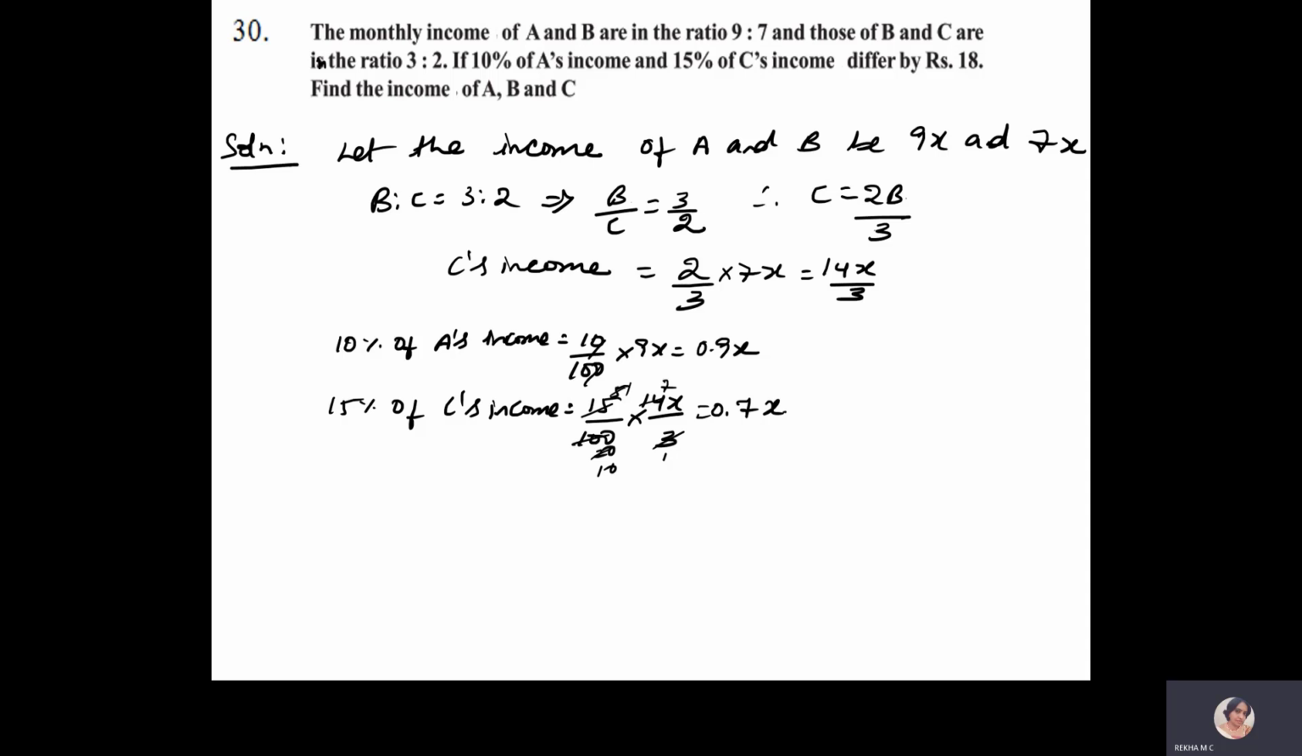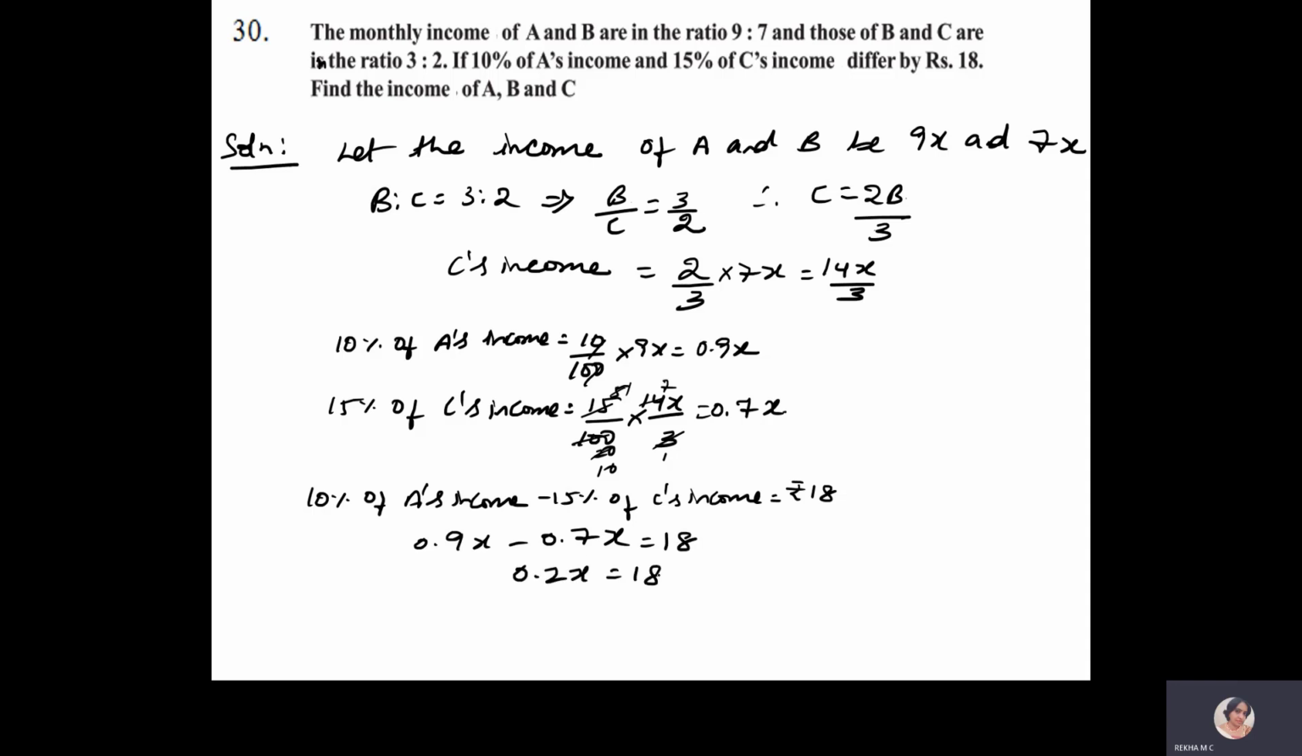So the next is 10% of A's income minus 15% of C's income is equal to rupees 18. Therefore 0.9x, that is what we found, 10% of A's income, minus 0.7x is equal to 18. So 0.2x is equal to 18. X is equal to 18 by 0.2, that is equal to 180 by 2, that is equal to rupees 90.